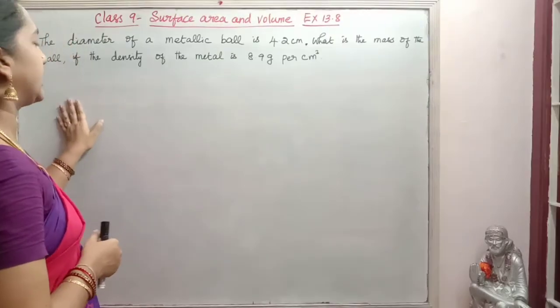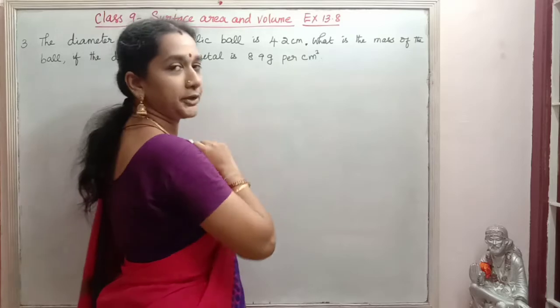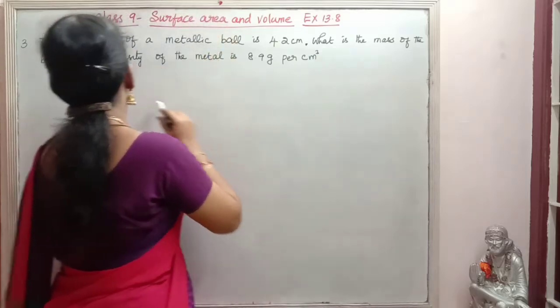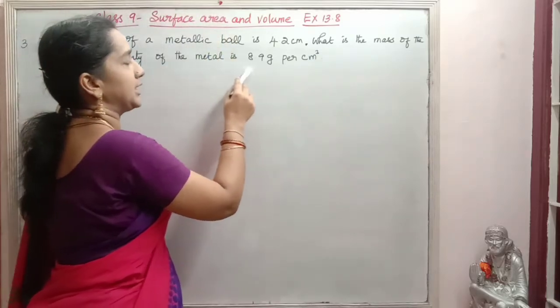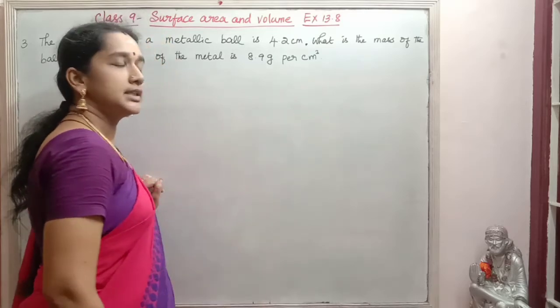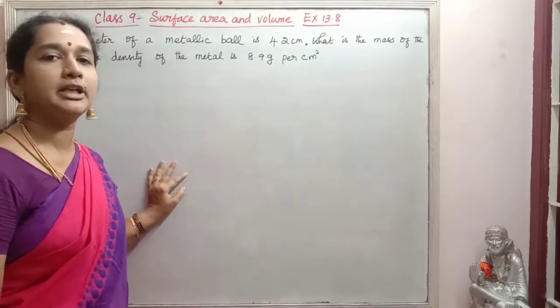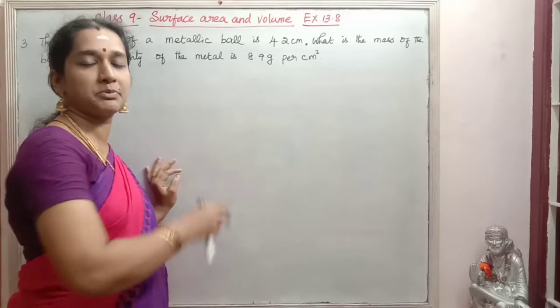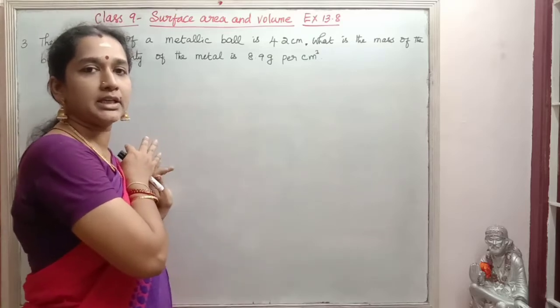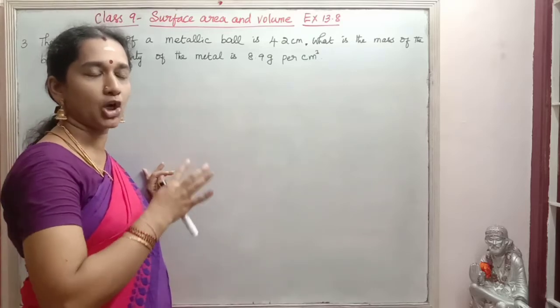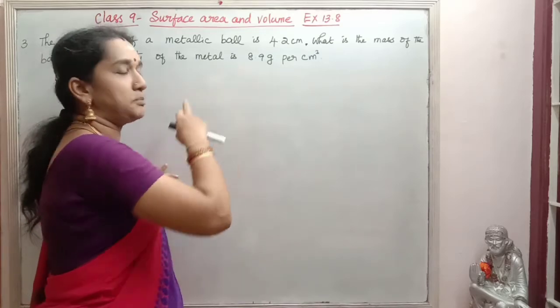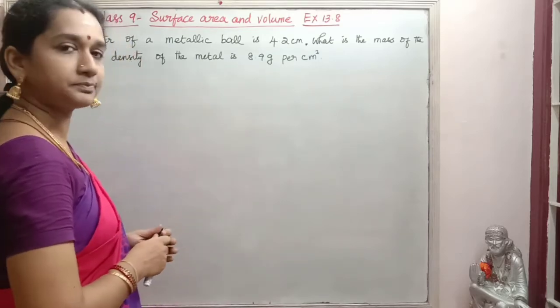Next sum: the diameter of a metallic ball is 4.2 centimeter. What is the mass of the ball if the density of the metal is 8.9 gram per centimeter cube? So first we will substitute this given diameter in the volume formula, find the volume, then if we multiply by 8.9 we will get the answer in grams.